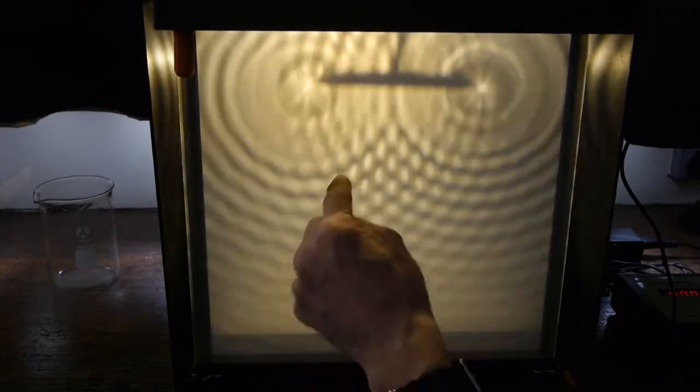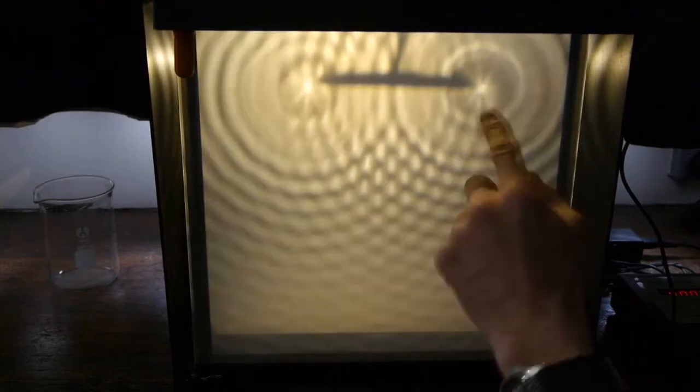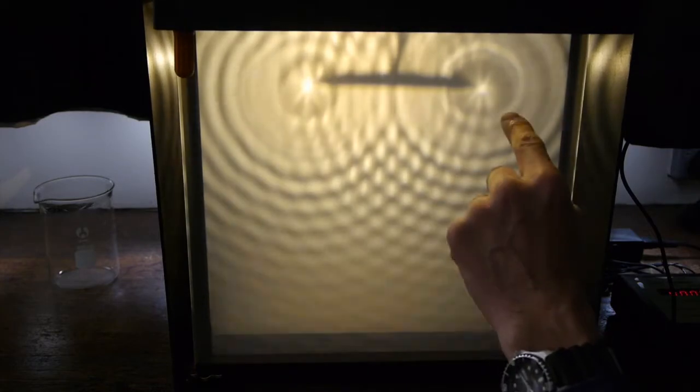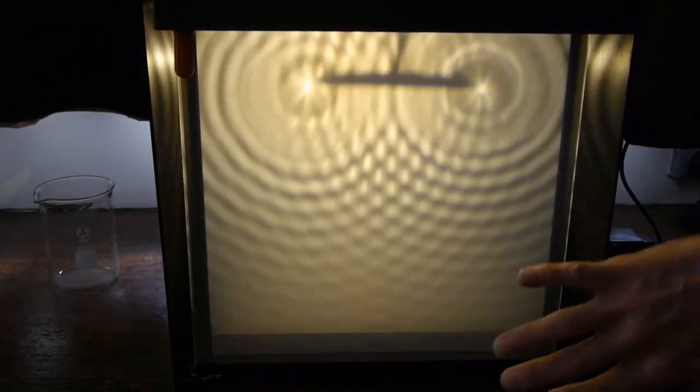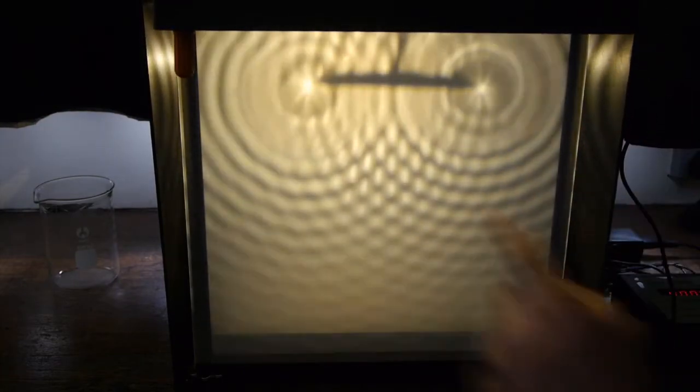Those places are where you get destructive interference, where a peak from one dipper arrives at the same time as a trough from the other one. And then there are places on here where we get maximum amplitude, maximum wave shape, and that's where a peak from one arrives at the same time as a peak from the other, or a trough from one arrives at the same time as a trough from another.